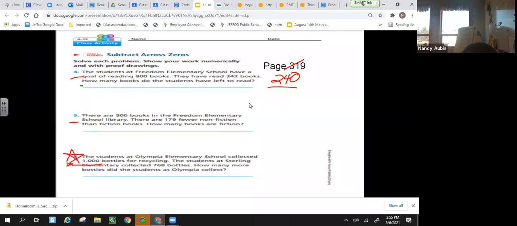So you may get with a partner or a triad. I'm going to put my friends at home in breakout rooms. See how you do. We're going to do all 3 of these problems on page 240.